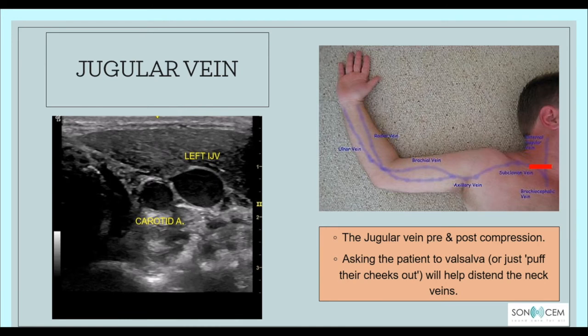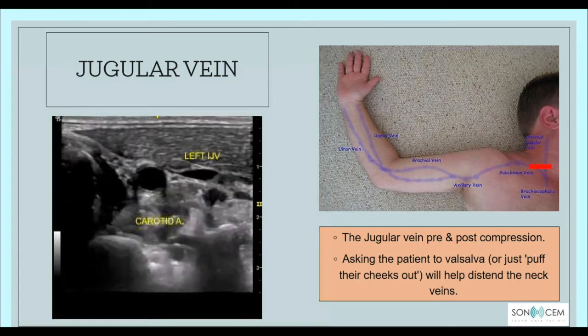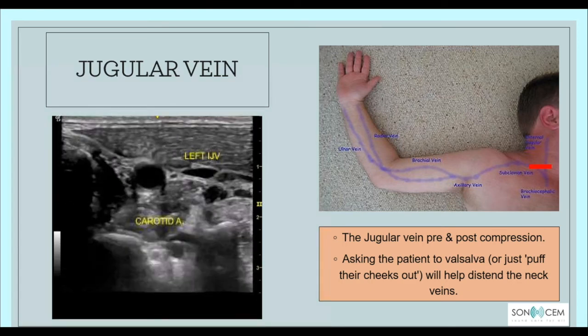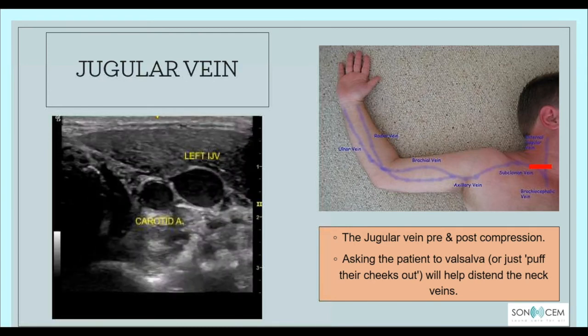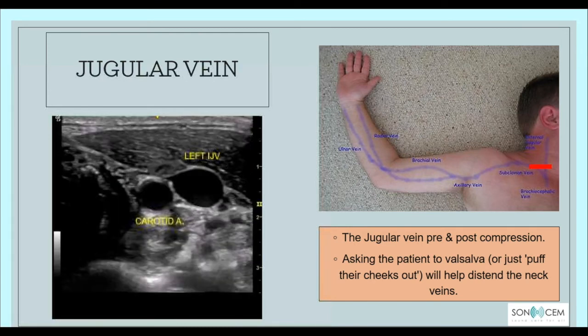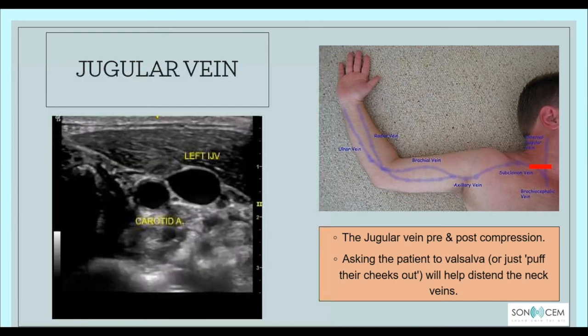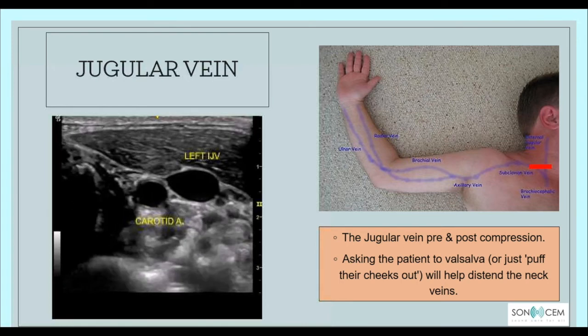Okay, at the jugular vein, the probe is placed at the base of the neck. We can see in the clips the IJV in pre and post compression. So the IJV is compressible. Sometimes, if we cannot find the IJV, we can just ask the patient to puff their cheeks to help distend the neck veins.